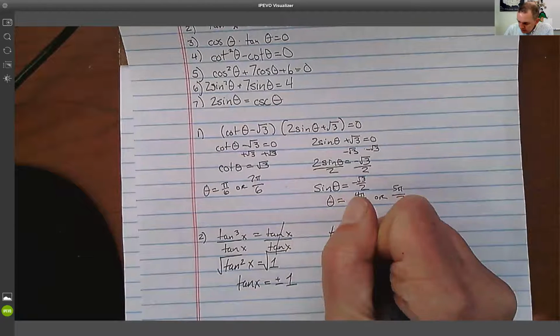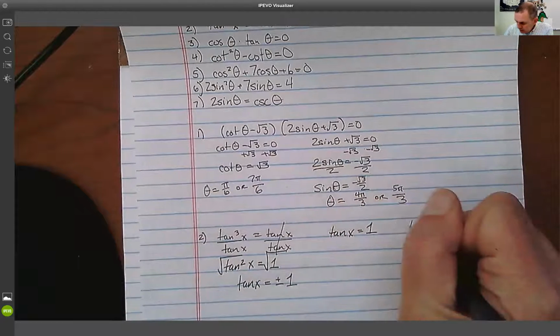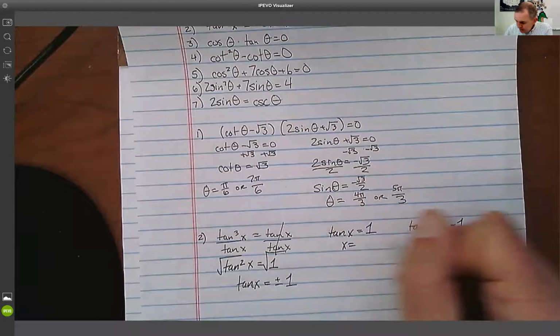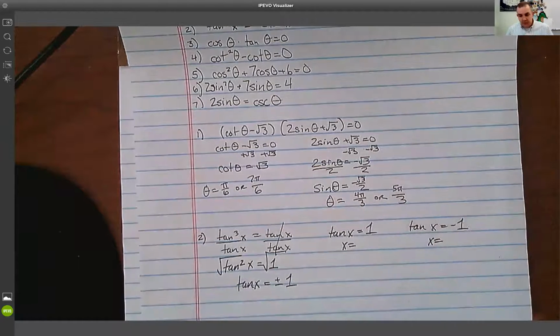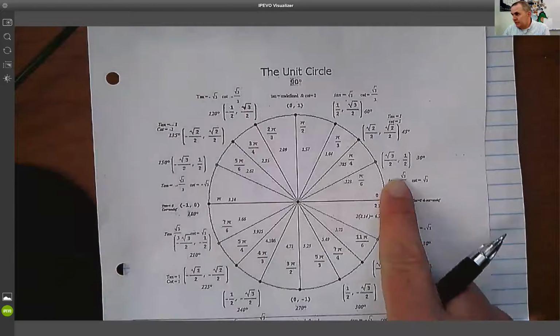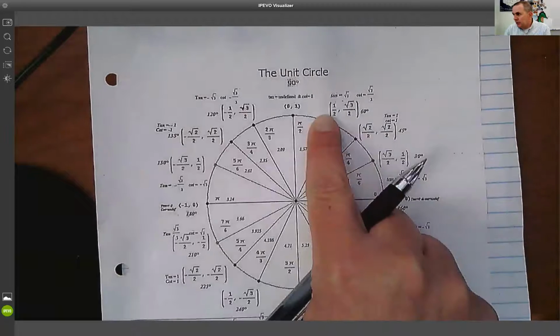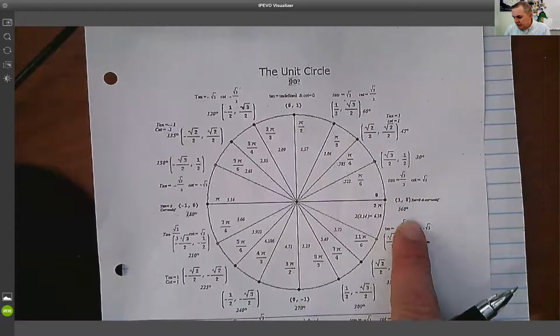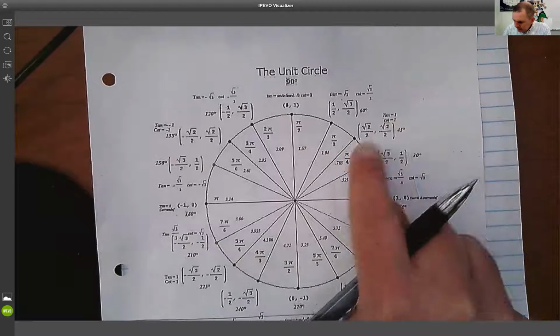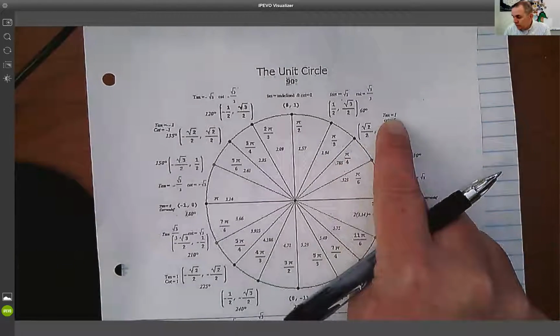So that tells me I'm going to look and see where does tangent x equal 1? Where does tangent x equal negative 1? I'm going to figure out these solutions. Again, back to my unit circle. As I drag my finger around, where do I see tangent x equal 1? So look, tangent's going to equal 1 right here at pi over 4. So tangent equals 1 at pi over 4.